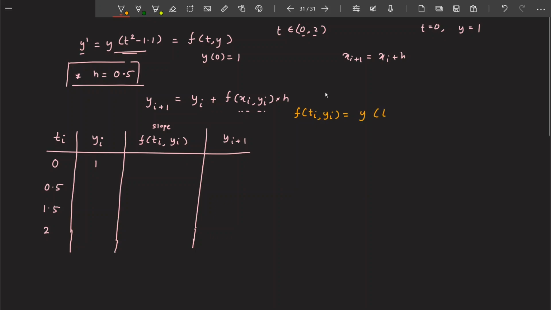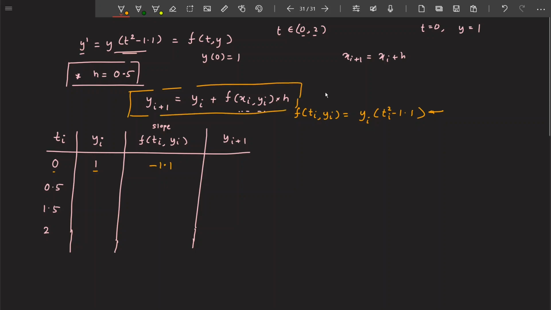y t square minus 1.1. Just write down i for clarity. So what you are going to do is you are going to substitute 0 and 1 in this equation. So if you substitute that, you will find out the value that you are getting is minus 1.1. And this is our main equation.